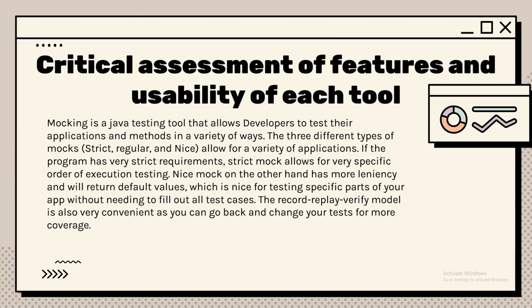So I'll be going over the critical assessment of features and usability of the tool. Mocking is a Java testing tool that allows developers to test their applications and methods in a variety of ways. The 3 different types of mocks, strict, regular, and nice, allow for a variety of applications. If the program has very strict requirements, strict mock allows for a very specific order of execution testing. However, nice mock, on the other hand, has more leniency and will return default values, which is nice for testing out specific parts of your app without needing to fill out all the test cases.